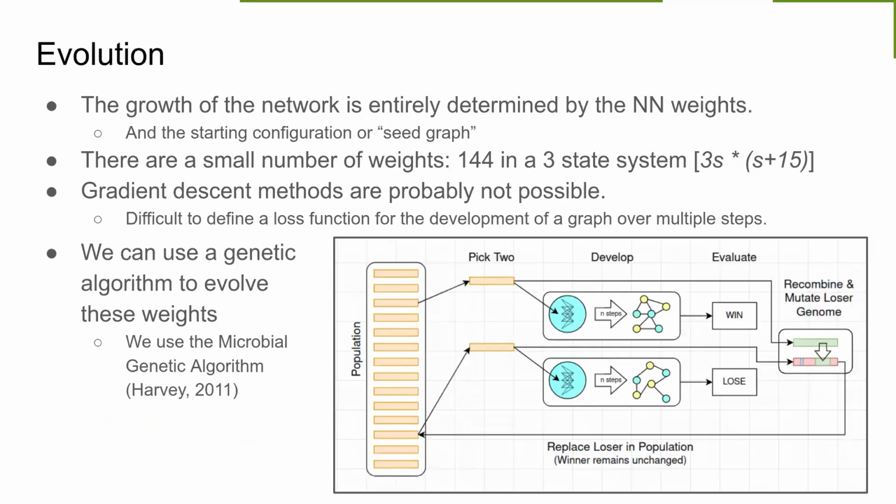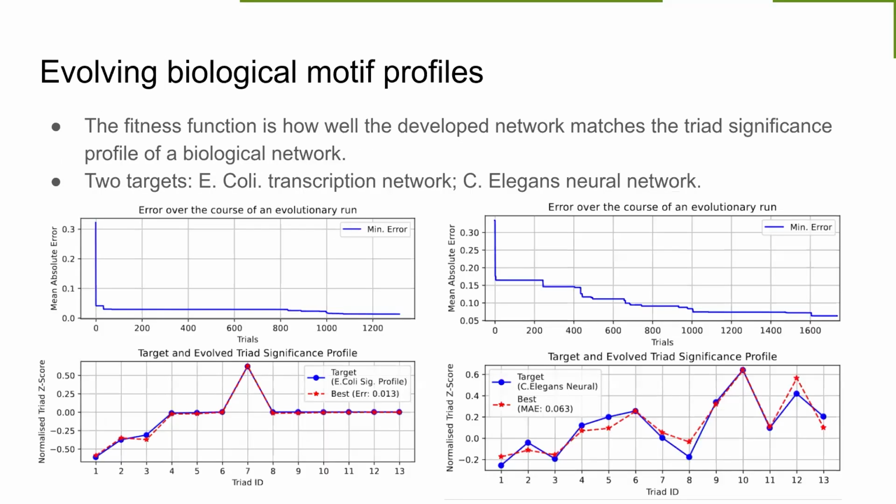Then we did a target-driven evolutionary experiment, and we're using the microbial GA, a very simple genetic algorithm where we pick two genomes from the population, develop them, and compare their triad significance profiles with the target one, which is from a biological network. Then the loser, we recombine those network weights and put it back in the population. So that worked quite well.